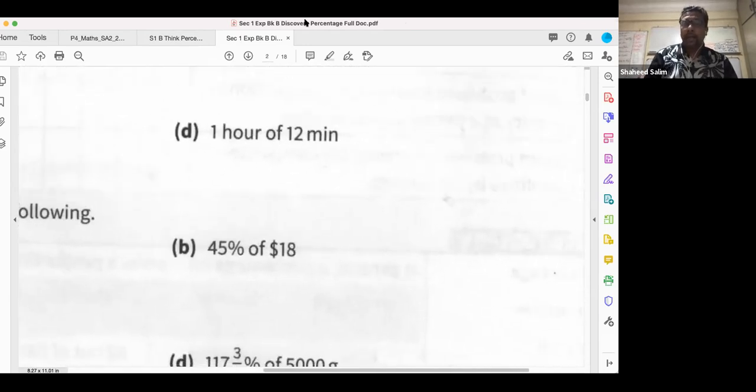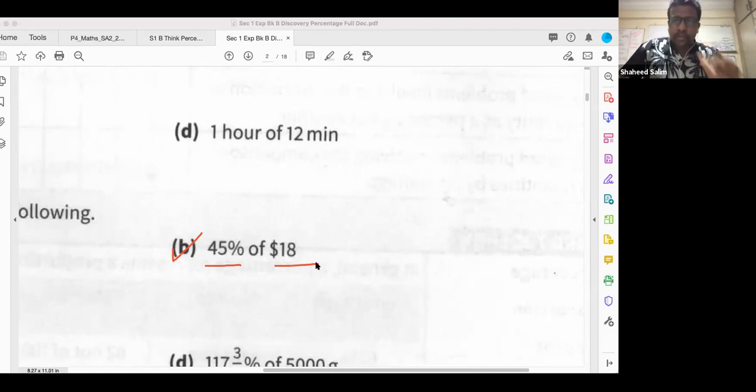Now, we try something very simple. Get ready your calculator, okay? And then you send 45% of $18. This one you don't need a special ratio, right? Actually, the special ratio is there, but you may not realize this. I will show you what the special ratio is. 45% of $18. Send your answers in.